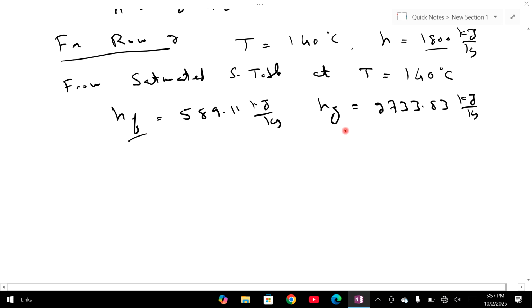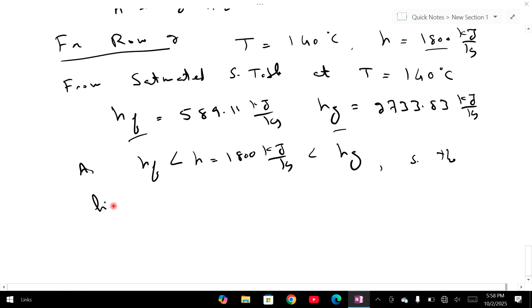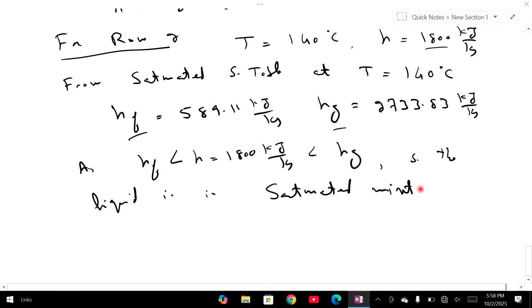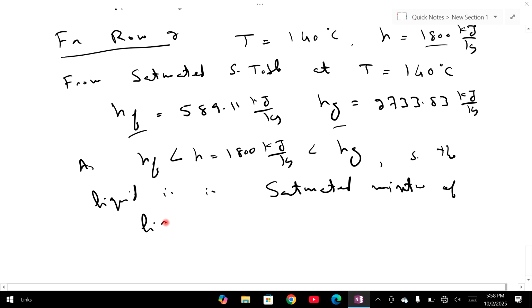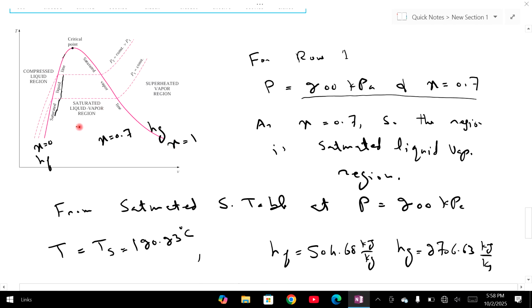1800 is between Hf and Hg. It means that H is greater than Hf and less than Hg. As H, given to us as 1800 kilojoule per kg, is greater than Hf and less than the value of Hg, the water is in a saturated mixture of liquid plus vapor, in the wet region.